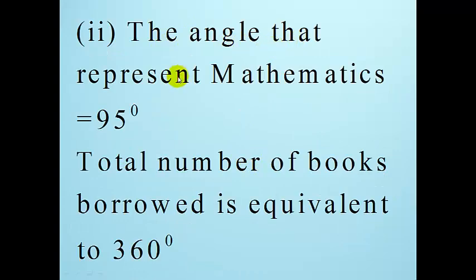The angle that represents mathematics is equal to 95 degrees from the pie chart given. The total number of books borrowed is equivalent to 360 degrees. Take note, the total number of books borrowed is equivalent to 360 degrees.